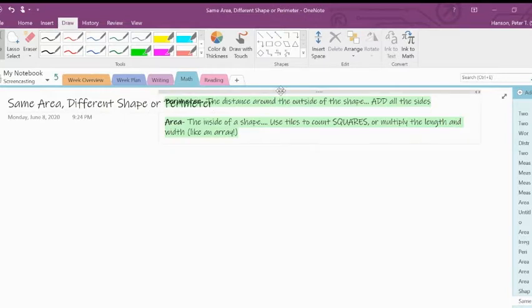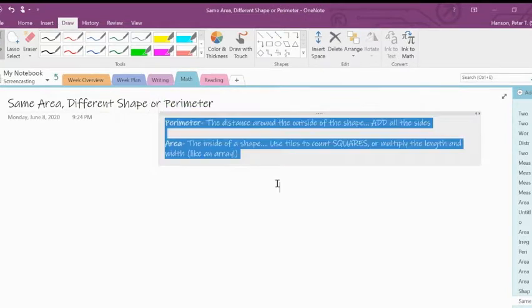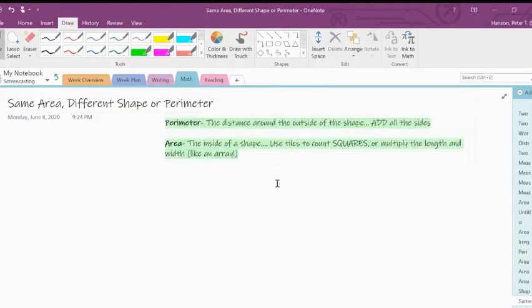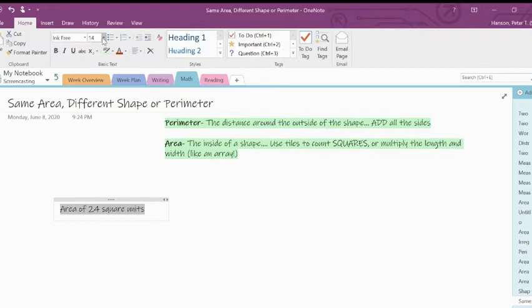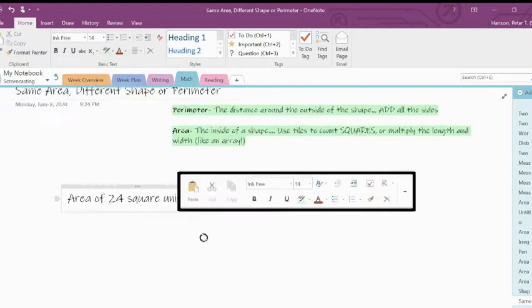I'll move my text down a little bit. So let's just take, for example, the idea of having an area of 24 square units. Okay. So as I go through here and I'm thinking about this, I know a few different things. That if I have an area of 24 square units, I could do my length times width here.